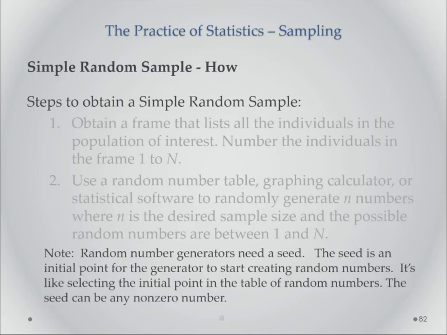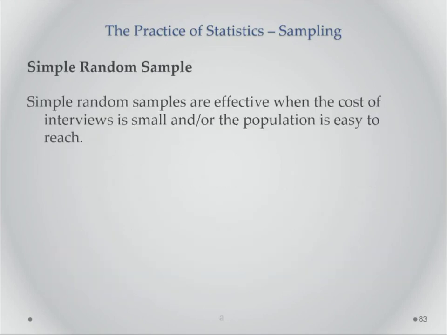Those are the numbers that we're going to use as the sample. Now, just a note: if you use a random number generator, it needs a seed. You've got to start it with some sort of number. The best way to do that is to start it with some sort of non-zero number, like the time. If you look at your watch and see what time it is, that's going to be kind of a random number.